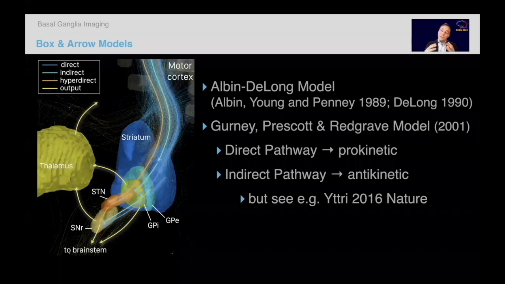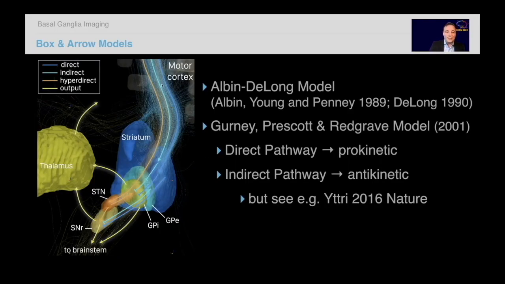Then, looking more focused again on the basal ganglia, very important are these box and arrow models, especially the one by Albin and DeLong from around 1990 that some of you have surely seen already in med school or somewhere else. Then from the computational side, Gurney, Prescott, and Redgrave created a model that I think is very important as well, which had this notion that the direct pathway is prokinetic and the indirect pathway is antikinetic. So the idea of one pro movement and one against movement. This has evolved a lot, but is still useful sometimes.